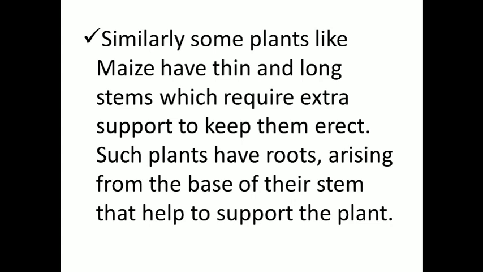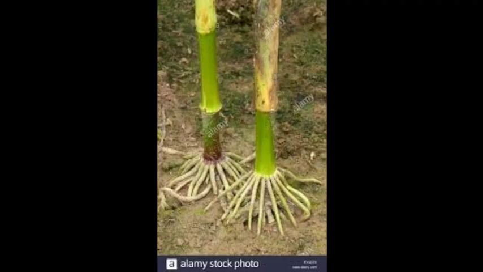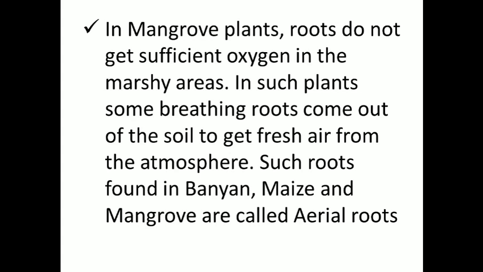Whereas in some plants like maize, they have very thin and long stems, just the opposite of the banyan tree. The banyan tree had thick branches. Here, maize has very thin and long stems, which require extra support to keep them erect. They are very thin, they cannot stand straight all by their own. So such plants have roots arising from the base of the stem, so that they are able to give support to the plant.